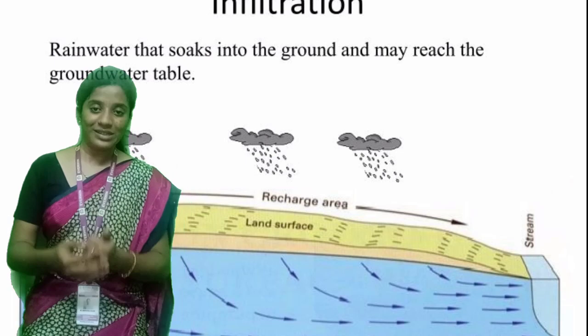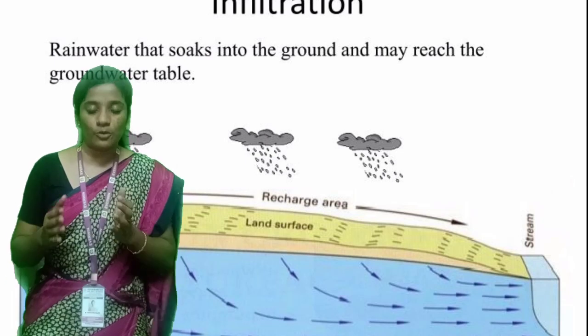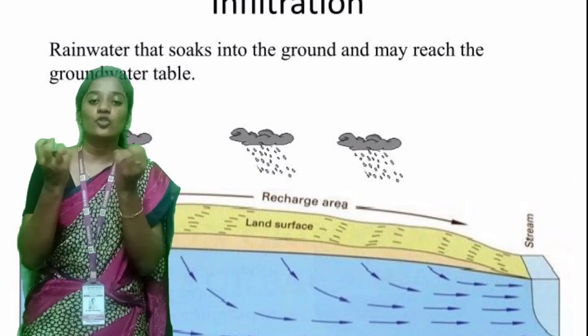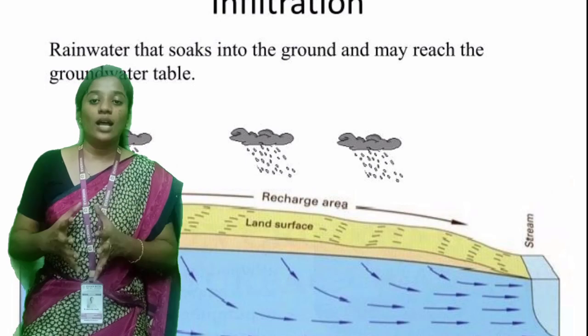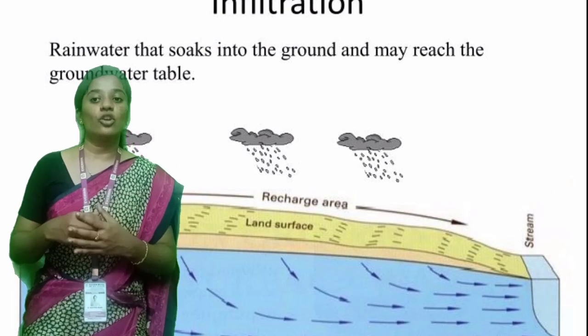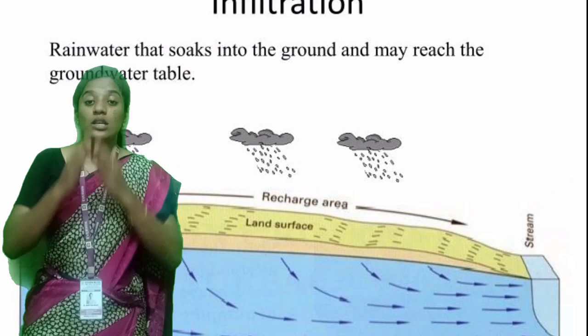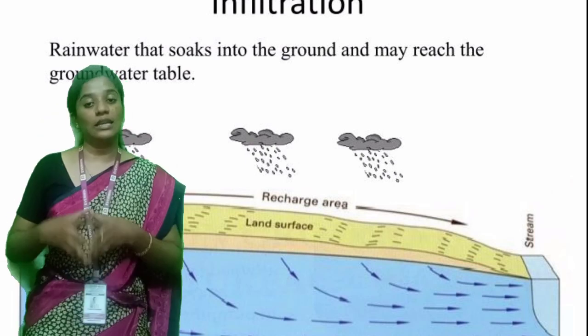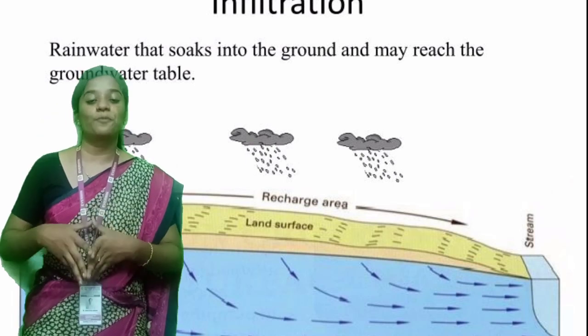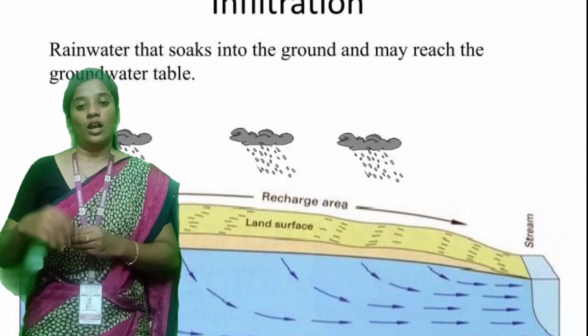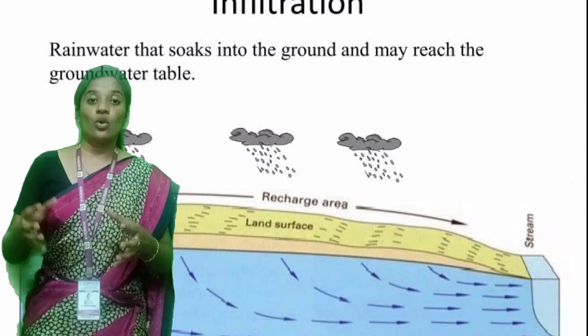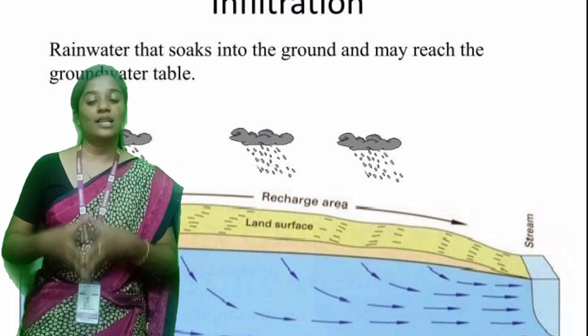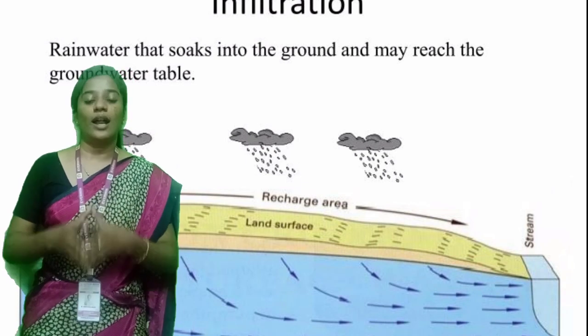Infiltration is an important process where rain water soaks into the ground through the soil and underlying rock layers. Some of this water ultimately returns to the surface through springs or low spots downhill. Some of the water remains underground and is called underground water.